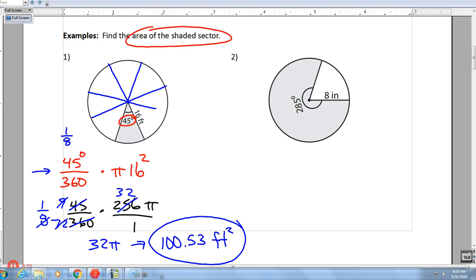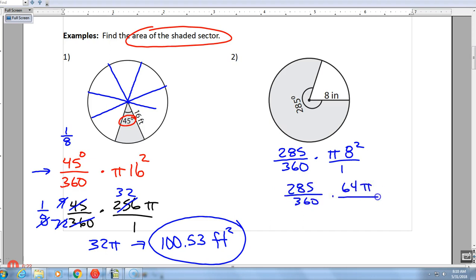So I'll go a little quicker on this one. So 285 out of 360 times pi r squared. Might as well just put over 1. I'm going to have to do that eventually. So that's 285 over 360 times 64 pi over 1. This one might be a little messy here. 5 goes into both of these. Well, I don't know, a couple different ways I could go. 5 goes into both these numbers.